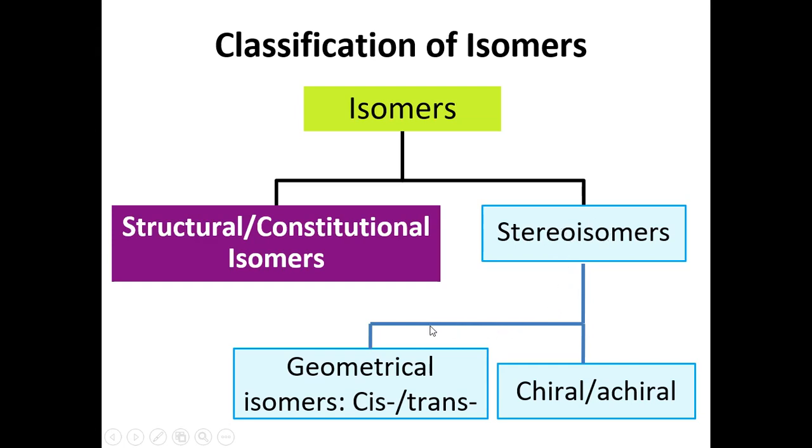The first one, we can differentiate between the geometrical isomer. Geometrical means the position of the branch, cis or trans, or chiral and achiral of the stereoisomer.